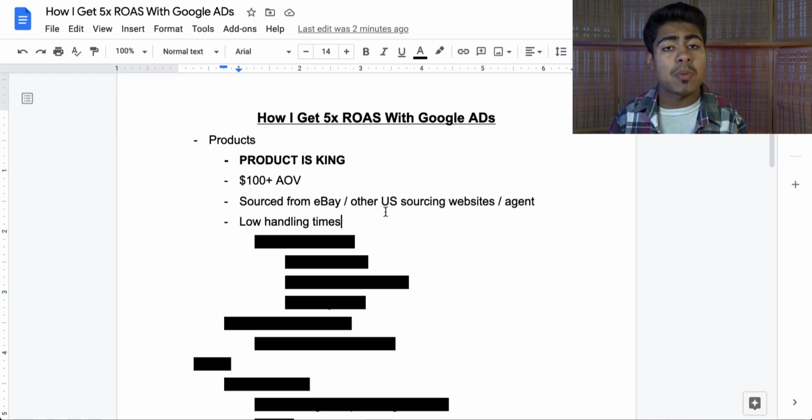But another thing with the products themselves is that you want to be sourcing them from eBay or other US sourcing websites, or use special agents for that. You do not want to be relying on AliExpress in 2021 and onwards, especially for expensive products.